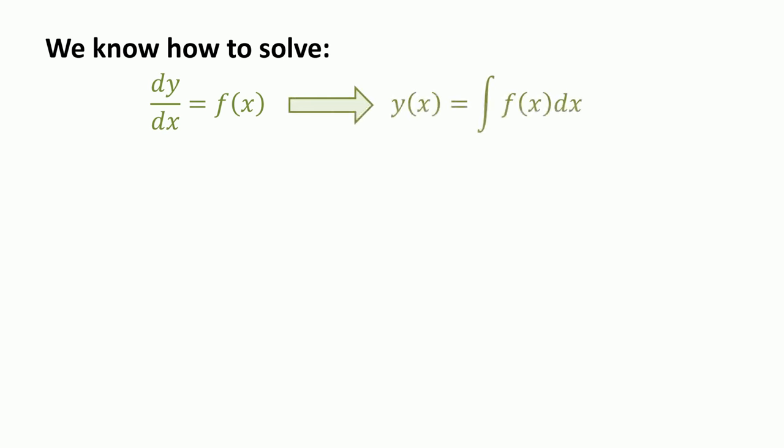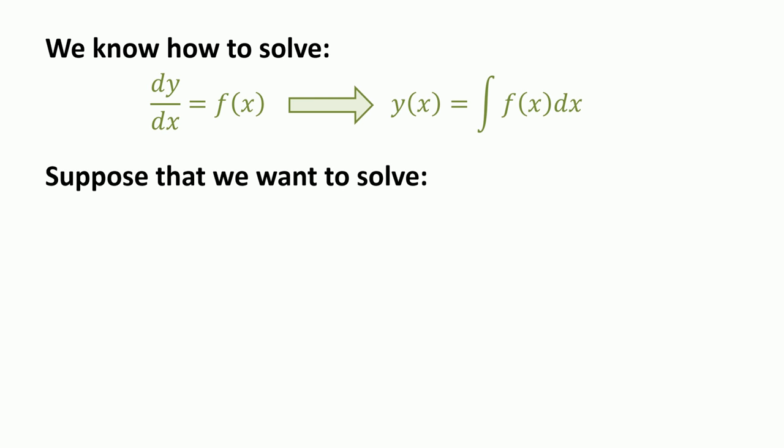We know that we can solve a differential equation of the form dy dx equals f of x by integrating both sides, assuming that we can evaluate the integral of f of x. However, suppose that we want to solve the differential equation x times dy dx plus y equals x. Now the left side is not simply dy dx, but something a bit more complicated. Can we solve by integrating both sides?